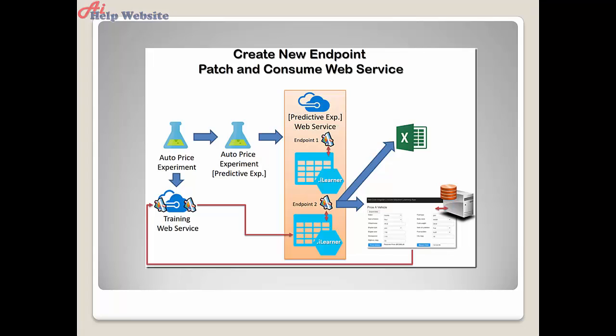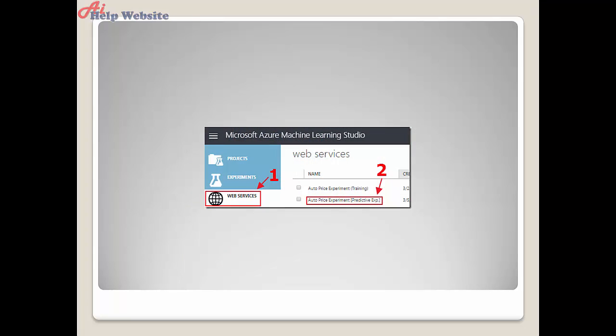So now we're ready to first create a new endpoint and then patch that endpoint with the new iLearner file. We'll return to the studio, select Web Services, and this time we're selecting the predictive experiment, the web service that we created from the predictive experiment.